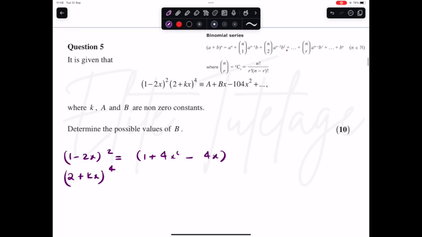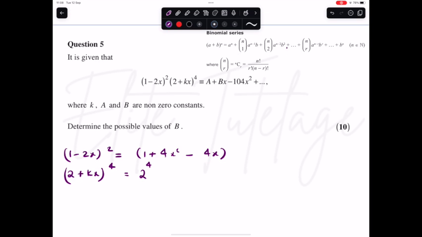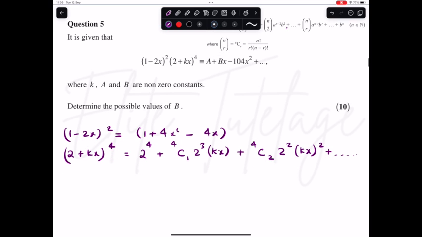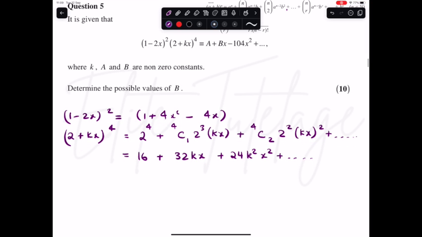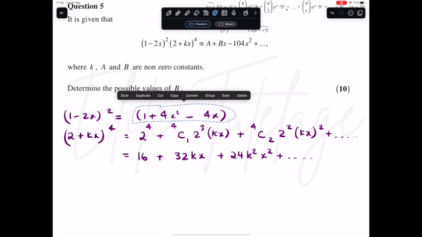Now expand it: 2 to the power of 4 plus 4C1 times 2 cubed times kx, plus 4C2 times 2 squared times (kx) whole squared. Make sure you use brackets. Okay, so that just goes on. Now let's simplify it into 16 plus 32kx plus 24k squared x squared, and so on. Now I need to put those 2 brackets together in order to multiply. So let's go ahead and do that.